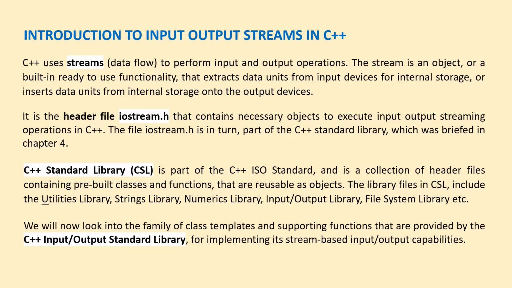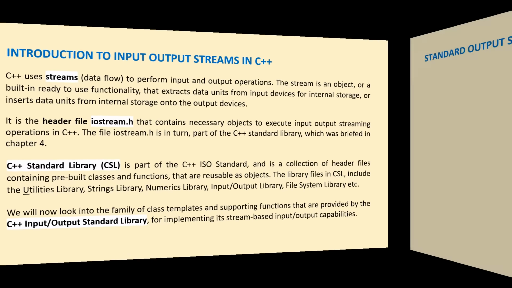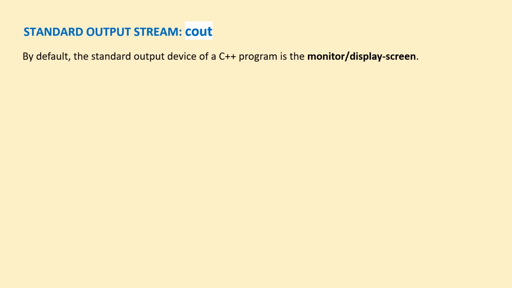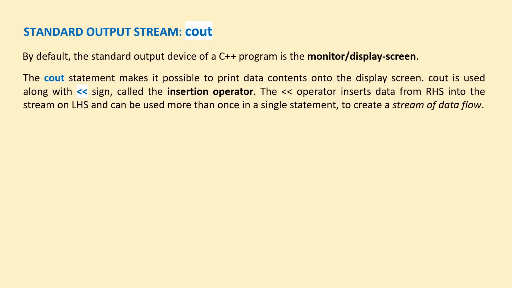We will now look into the family of class templates and supporting functions that are provided by the C++ Input-Output Standard Library for implementing its stream-based input-output capabilities. First one is the standard output stream, cout. By default, the standard output device of a C++ program is the monitor or display screen. The cout statement makes it possible to print data contents onto the display screen.